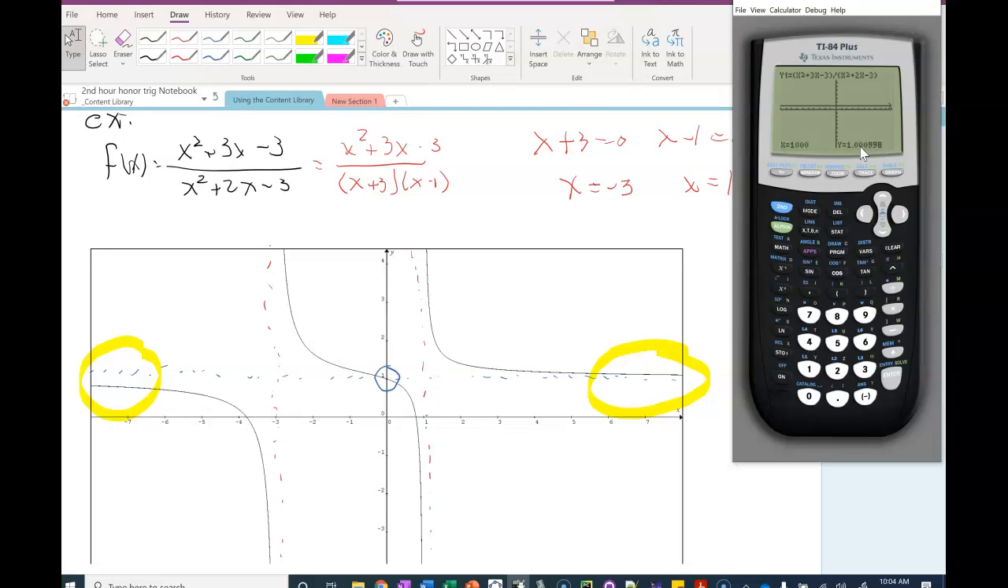I also have to check at the negative end, though, right? Because the asymptote has to work on both ends.